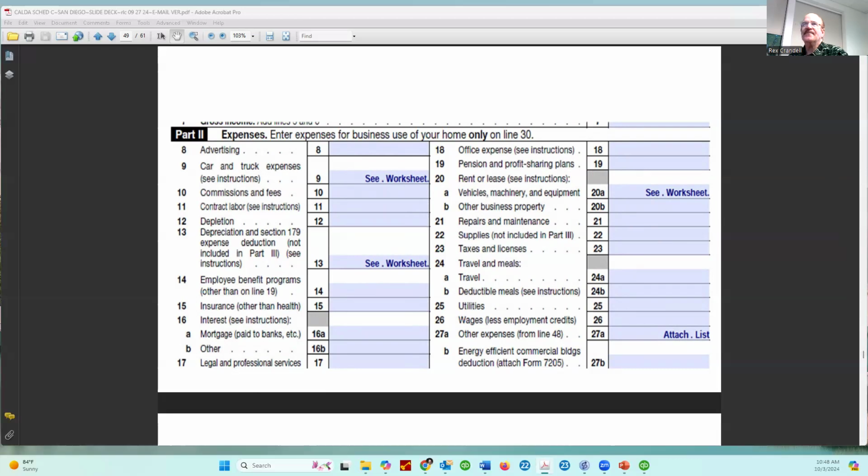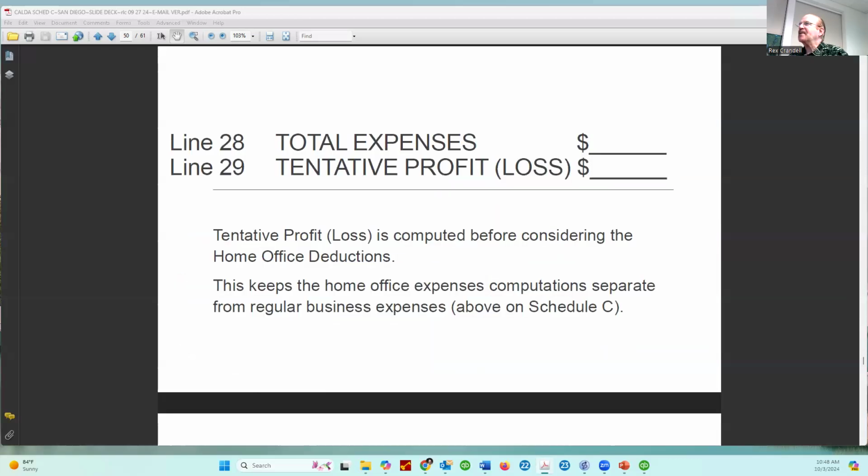I think so. Then at the bottom of the Schedule C, we're going to have our total expenses. Take the total income less total expenses, and we get a tentative profit. Tentative profit, and that is because we might want to deduct some home office costs. You have to do that first. This keeps the home office expense computation separate from the regular business expenses.